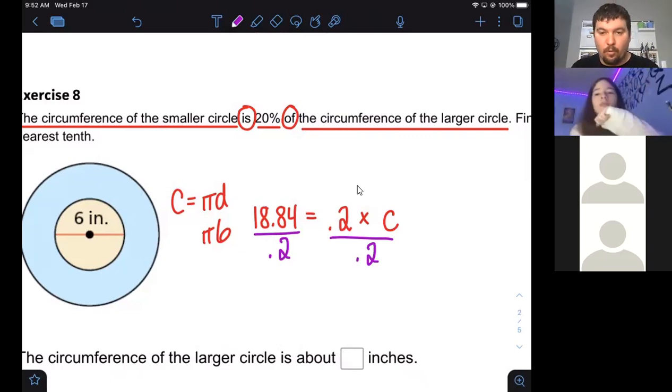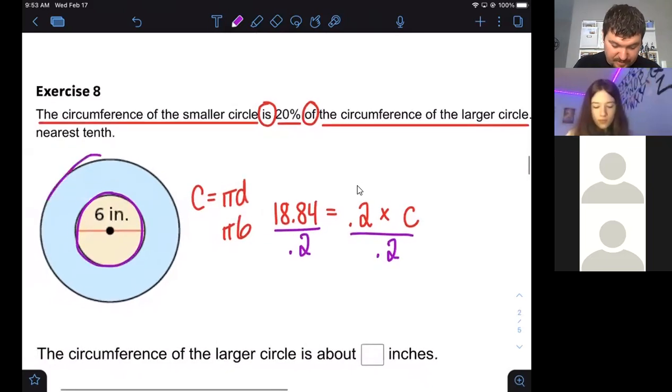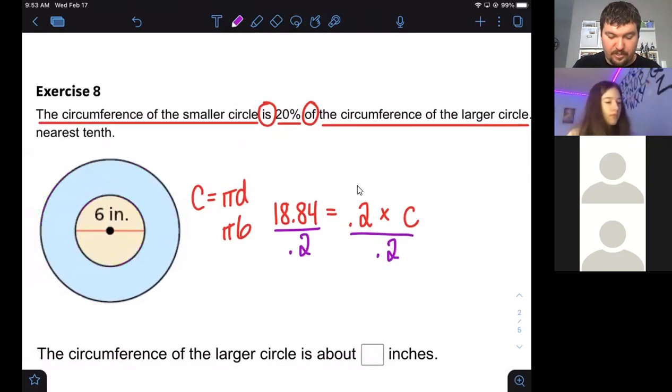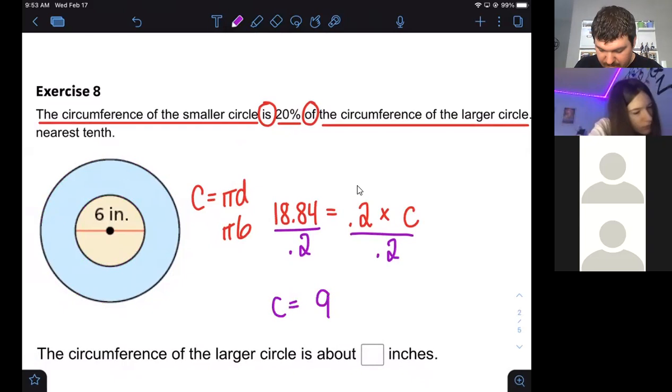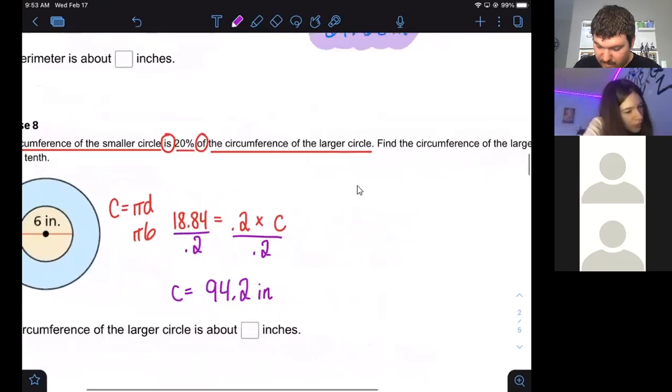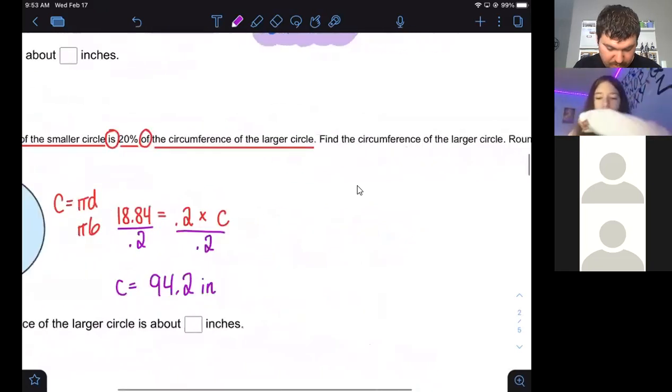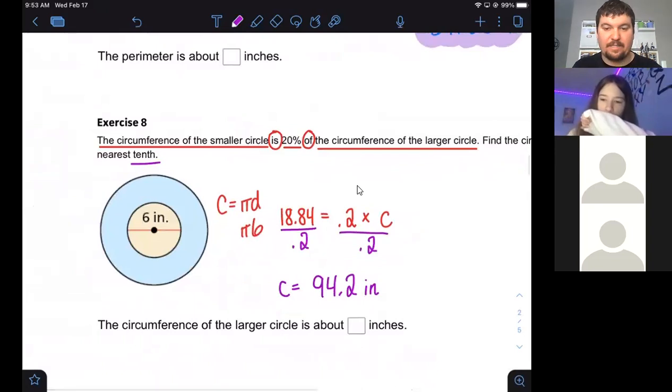So we're going to divide by 0.2, and I'm expecting to get a bigger answer because this distance here is going to be smaller than this distance here, right? So when I divide by 0.2, I'm actually going to get a bigger answer. 94.2 is what I'm getting. So the circumference C equals 94.2, and that's going to be inches. It says round your answer to the nearest 10th, which is 1 decimal place. That's all the decimal places we have, so I don't need to do anything with that.